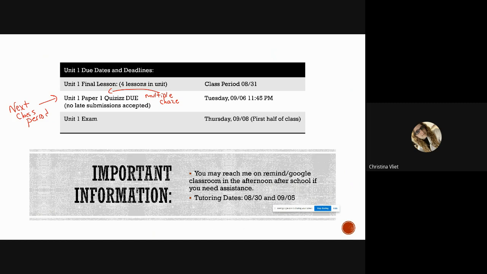This is important. There are no late submissions allowed. Whereas I accept late submissions on other homeworks, I do not accept late submissions on the paper 1 quizzes. I have a very good reason for this, and I'm going to tell you exactly why. I have a buffer day in between when it's due and when your test is.